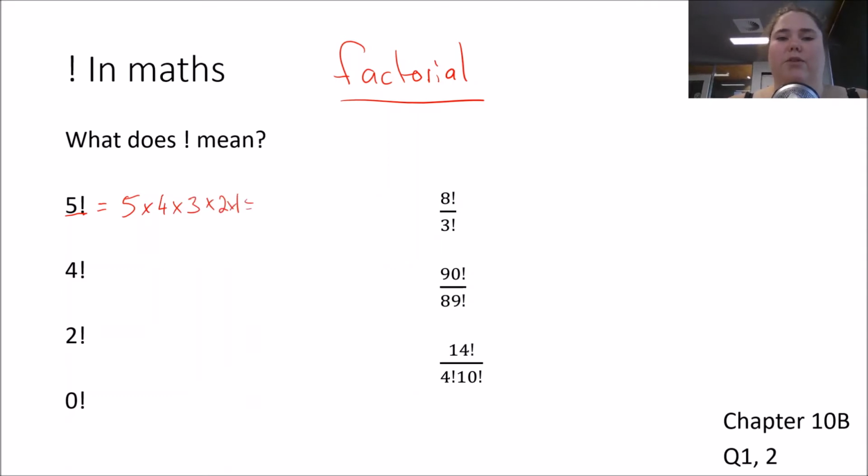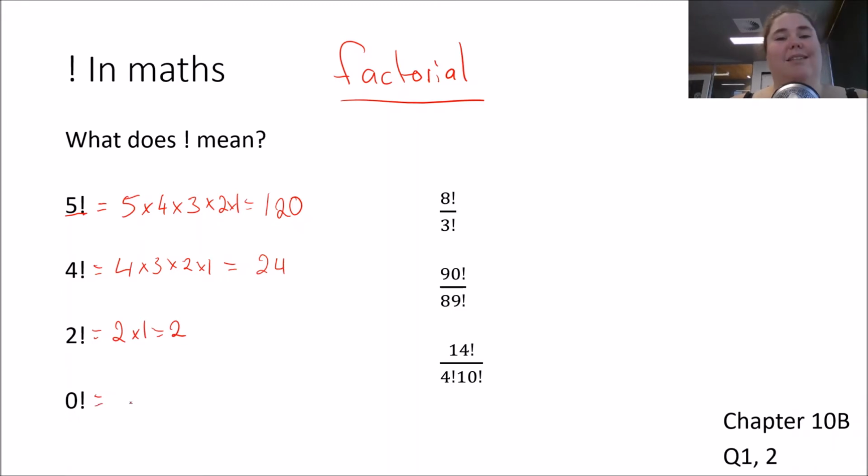So 5 factorial actually means 5 times 4 times 3 times 2 times 1, which comes out as 120. So 5 factorial actually means 120. It's just a different way to write it. 4 factorial is 4 times 3 times 2 times 1. There we go, 24. 2 factorial, nice and easy.